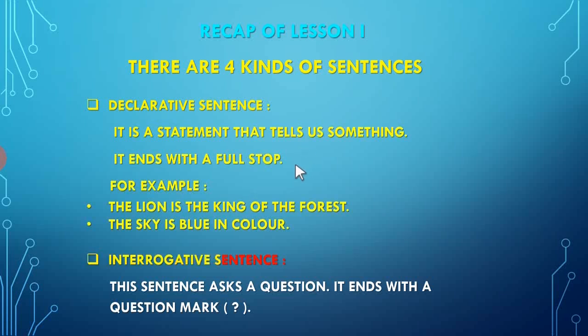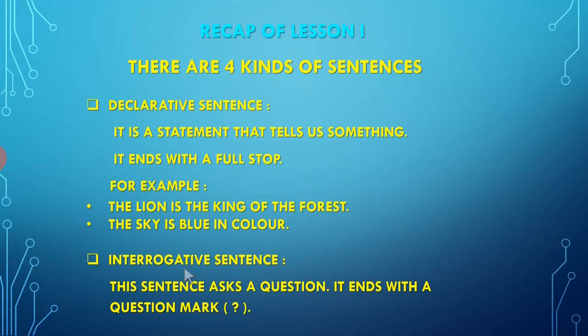For example, the lion is the king of the forest. The sky is blue in color. These are simple sentences which are telling us something, that the lion is the king of the forest. This sentence is declaring something to us, that the sky is blue in color.